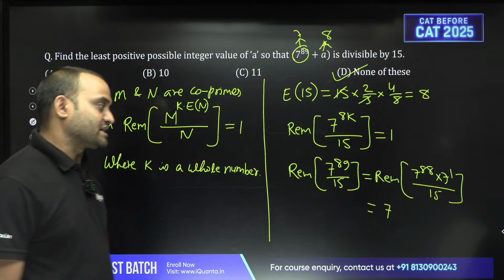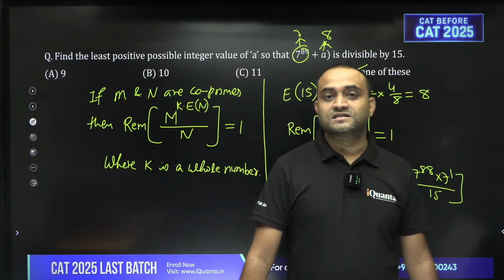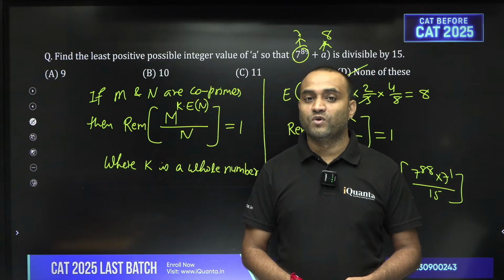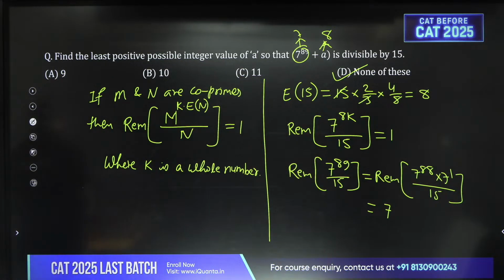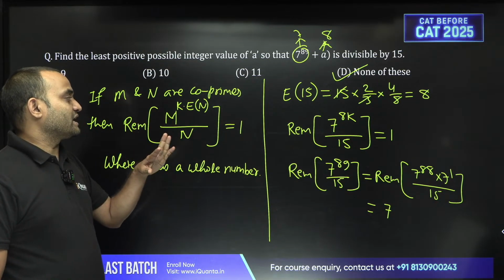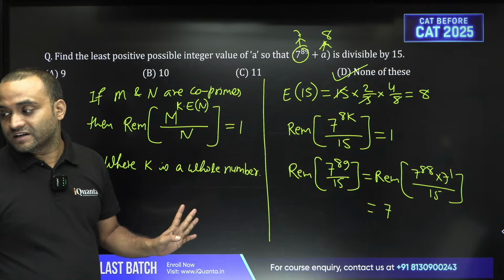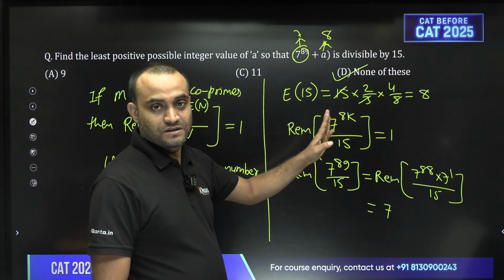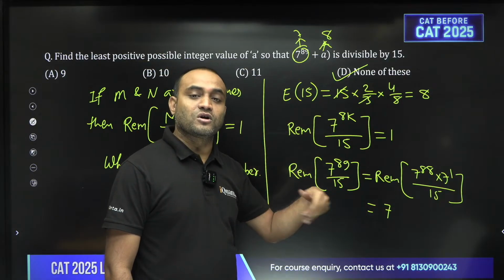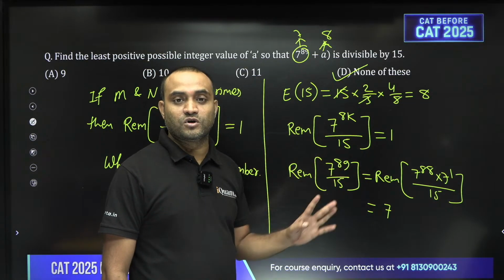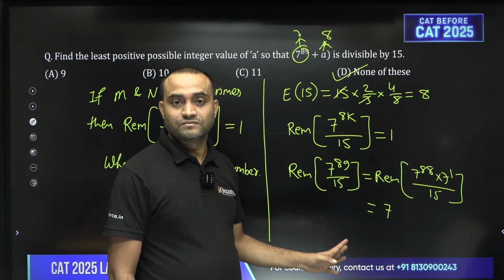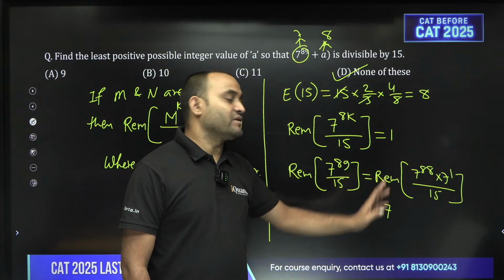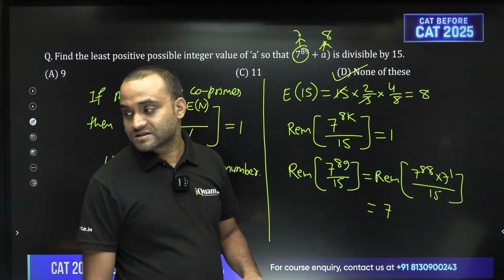Yes, cyclicity can be used as well. I have mentioned that 7 to the power 4 is equal to 2401. So yes, that is correct. Okay, Rakesh, this is Euler's totient theorem. M to the power k into Euler of n, when divided by n, the remainder is 1. Euler of 15 is 8. So 7 to the power 8 or a multiple of 8 when divided by 15 will give you a remainder of 1. 89 can be written as 88 plus 1. So 7 to the power 88 will give us a remainder of 1 and then 7 for the rest.